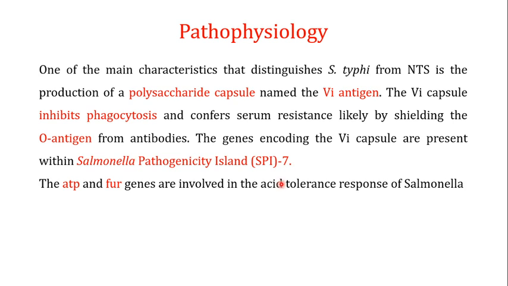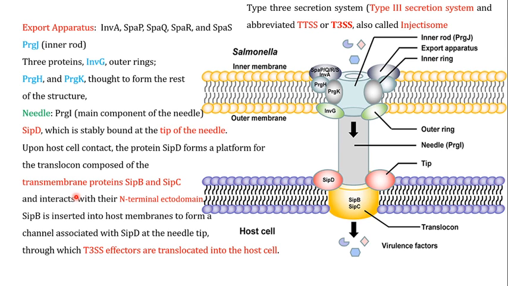Then Salmonella have developed an acid tolerance response by the production of the ATP and the FUR genes. Now, in this particular video, I want to focus on a specialized system that is present in Salmonella typhi that helps the introduction of the virulence factors from the Salmonella into the host cells. Now, this particular system is known as the type 3 secretion system.